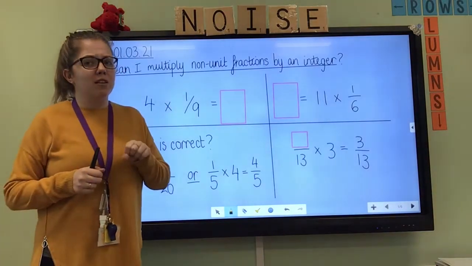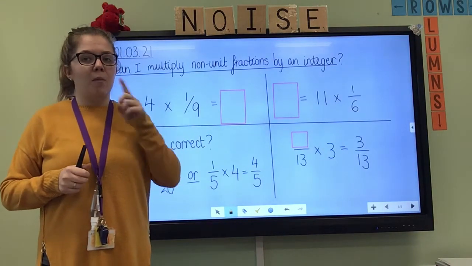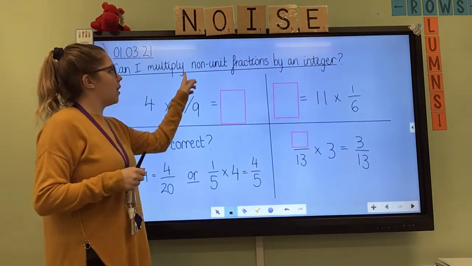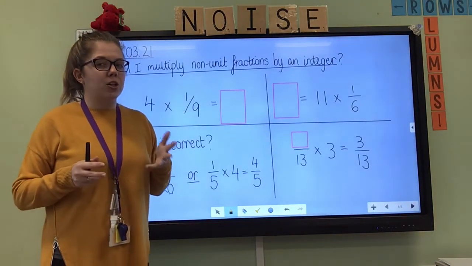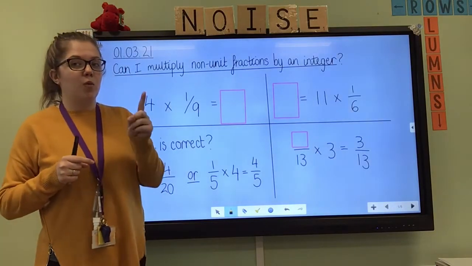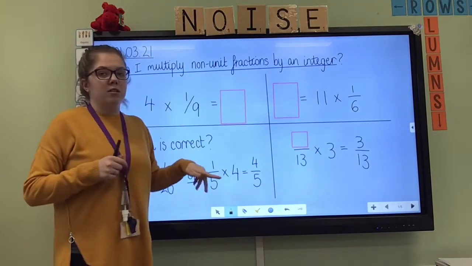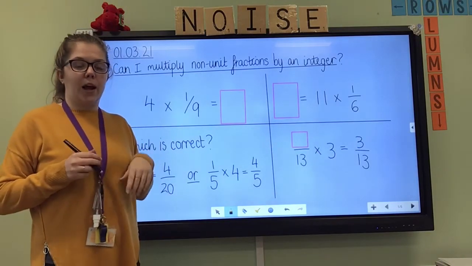Now you might say that sounds awfully familiar to what we learned on Thursday last week. But the difference is you would be multiplying by unit fractions on Thursday. What's a unit fraction again? That's right, unit fractions have a 1 as the numerator. Non-unit fractions can have numbers bigger than 1 as the numerator. So that's what we're going to look at today.